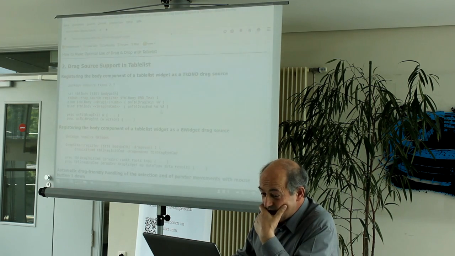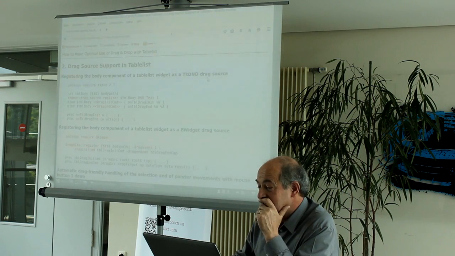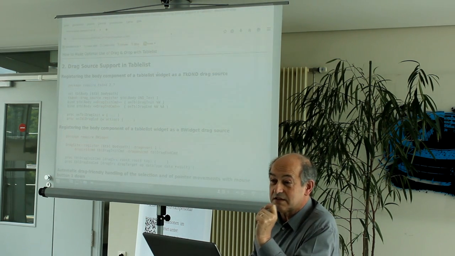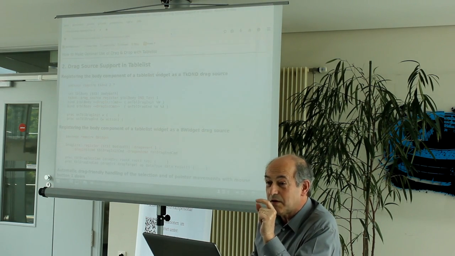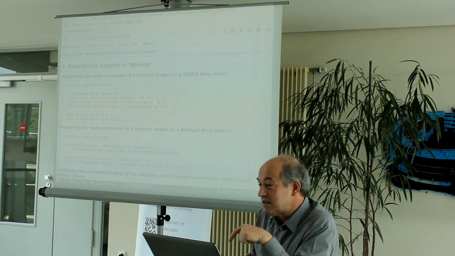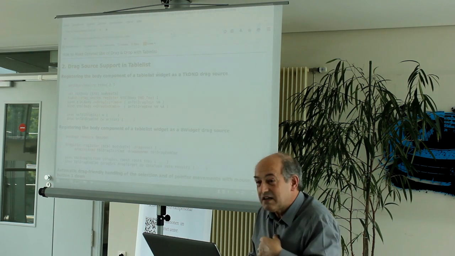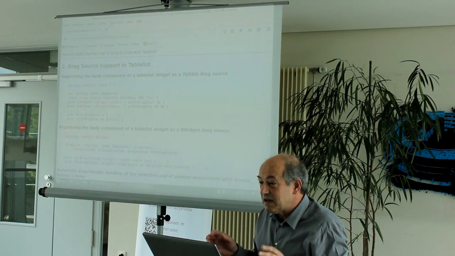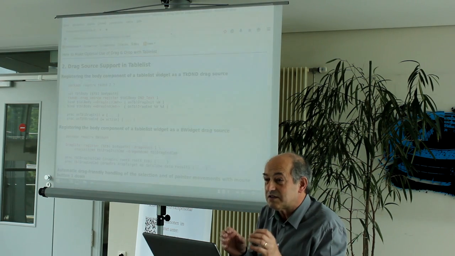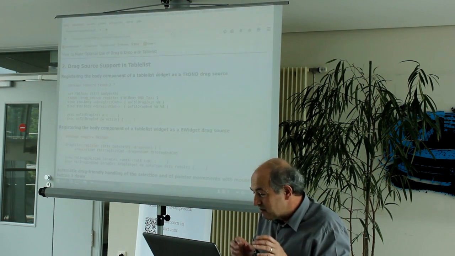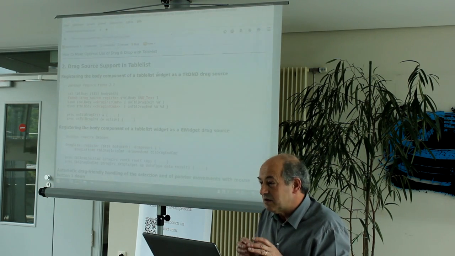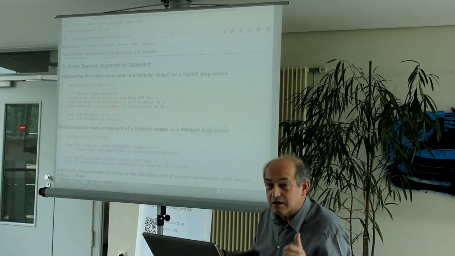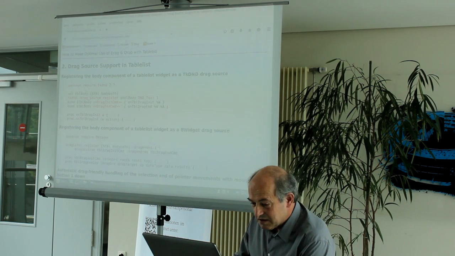How do we register a Tablelist widget as a drag source? Actually, we can't register a Tablelist widget as a drag source. We must register the body component of the widget. That is simply because all drag and drop implementations I am aware of expect a widget as a drag source, and only support a widget as a drag source, and not some container. So this is necessary.